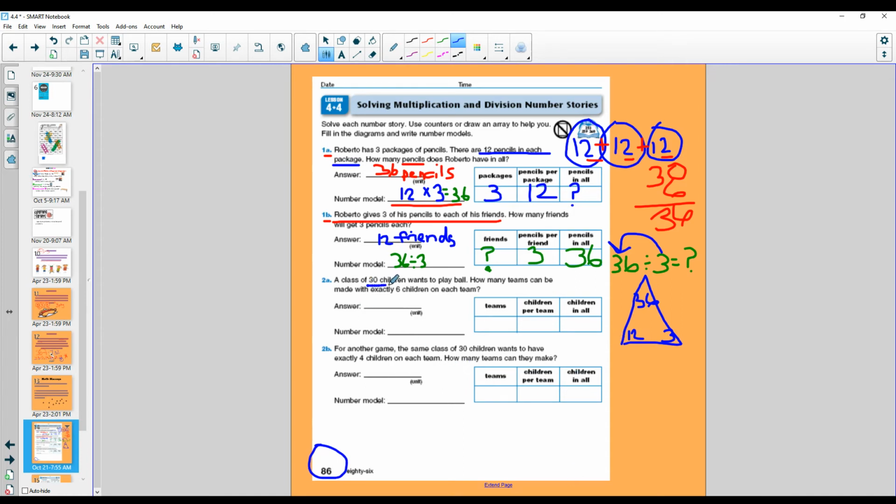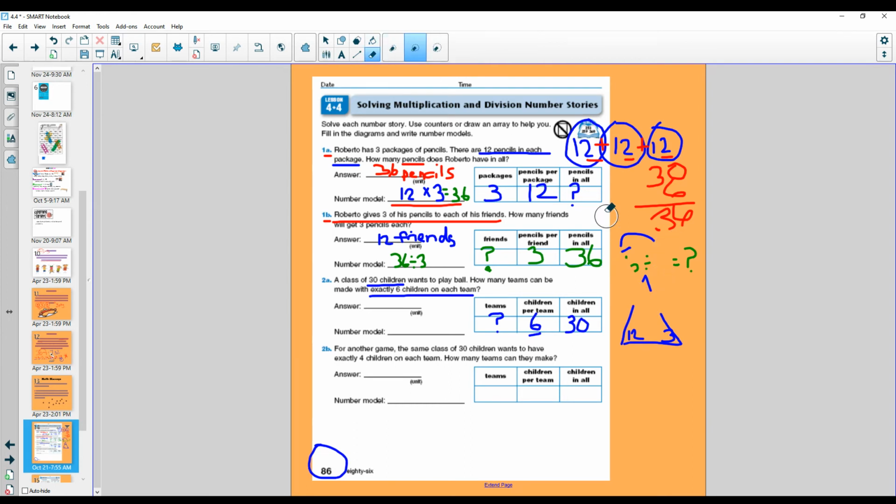A class of 30 children wants to play ball. So there's 30 children in all. Okay. How many teams can be made with exactly 6 players on each team? 6 players on the team. How many teams can be made? That's our question. That's what we're thinking about. All right, so let's do this. 6 people on each team.